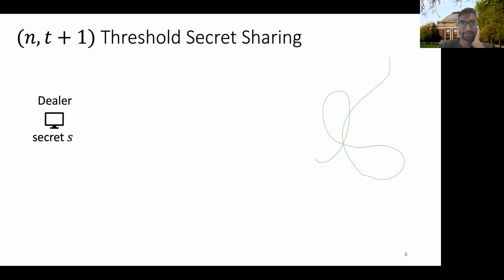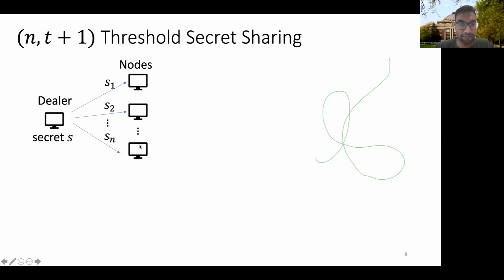Let's start with threshold secret sharing. I'm sure almost all of you know about this. A threshold secret sharing scheme is a primitive where we have a dealer, and that dealer has a secret S, and the dealer wants to share this secret among different nodes using an (n, t+1) threshold secret sharing, such that if the adversary corrupts up to t nodes, the adversary learns no information about the secret S, but t+1 honest nodes are sufficient to recover the secret or compute functions on the secret.